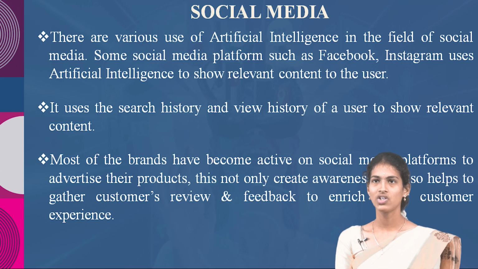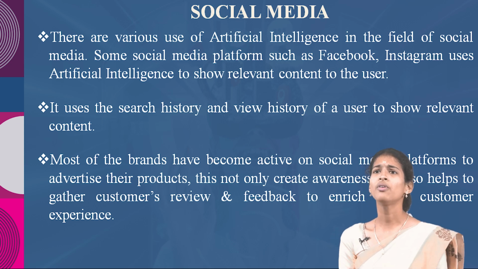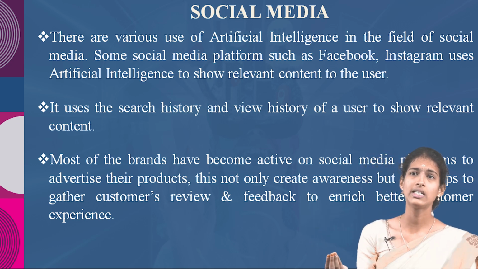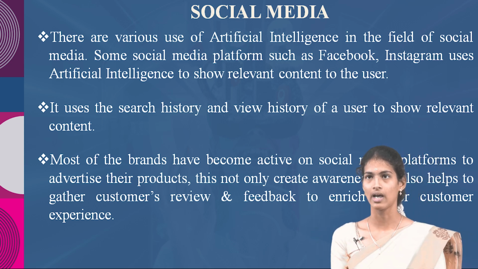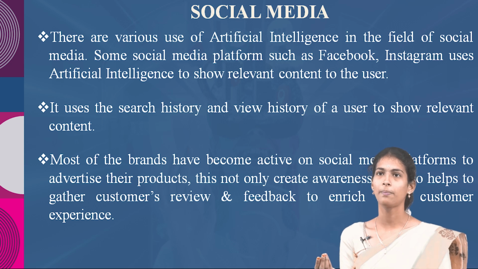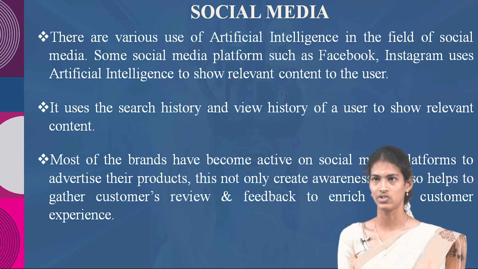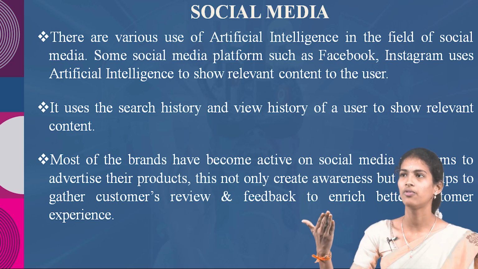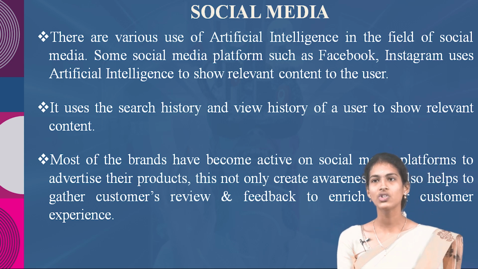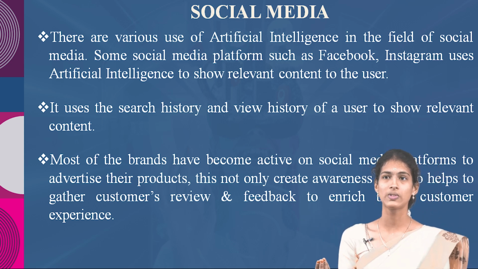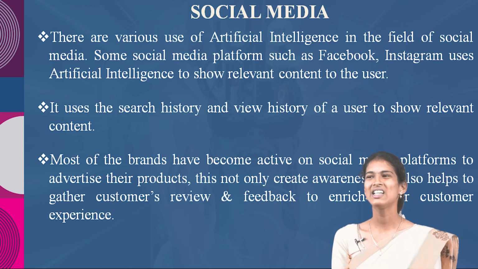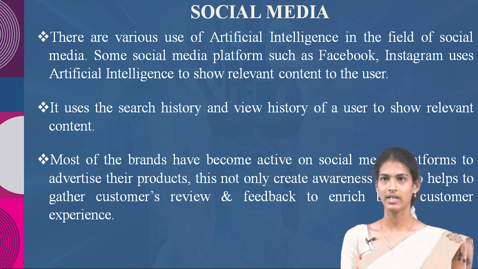The next application is social media. There are various uses of artificial intelligence in the field of social media. Some social media platforms such as Facebook and Instagram use artificial intelligence to show relevant content to the user. It uses the search history and view history of the user to show relevant content. Let's see applications in social media platforms.